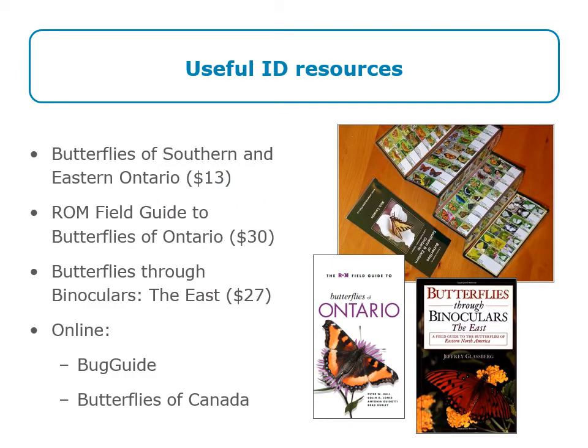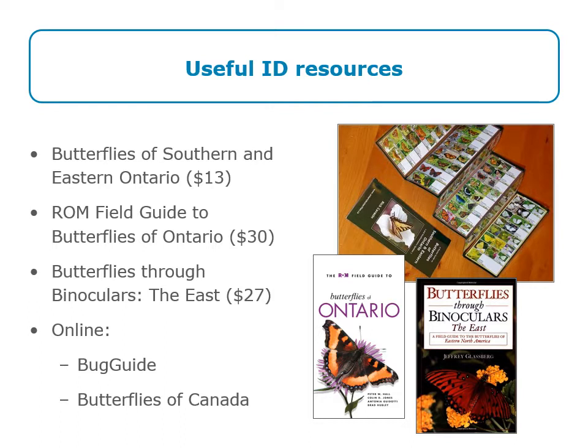So here are some useful identification resources that will help you as you're looking for butterflies in the Credit River watershed. First, we've got this folding pocket guide, The Butterflies of Southern and Eastern Ontario. Now, if you've worked with the Butterfly Blitz in the past, you may have received this as part of your registration package. If you don't have it yet and you would like it as part of your registration, let us know. There should have been an option when you filled out your registration form to let us know that, and you'll receive that guide.